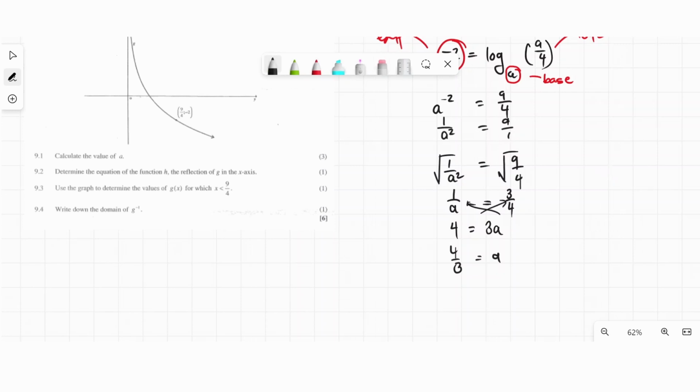No, not here. After square rooting, it's not going to be 4 here. It's going to be 2. Hope you guys saw that. It's going to be 2. So it's going to be 2 divided by 3. So that's how the solution is going to be.